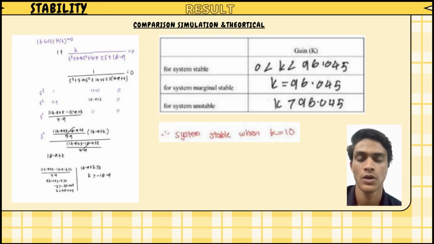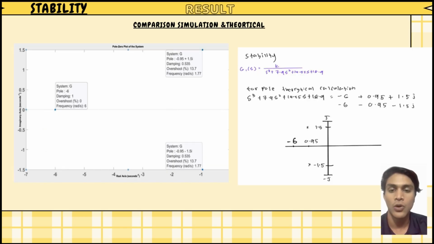Using the Hurwitz criterion to find the range of K gain, deciding whether the system is stable or not, it is found that a K value below 96.045 is stable. Equal means marginally stable, while more will result in an unstable system. Shown below is the pole position of the system. The observed poles from simulation and theory are similar, all on the left side of the s-plane, showing that this is a stable system.